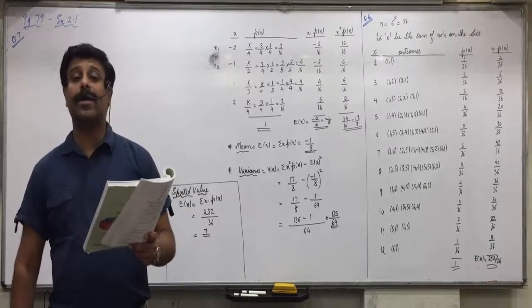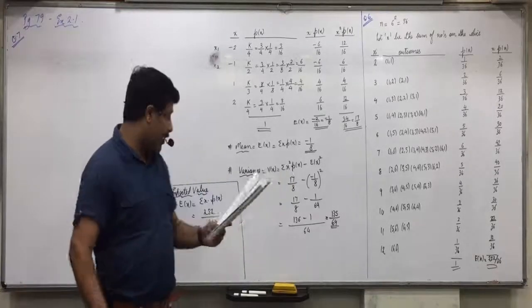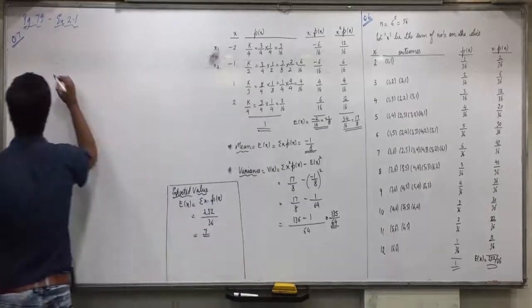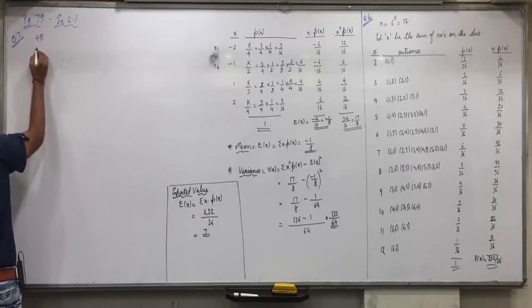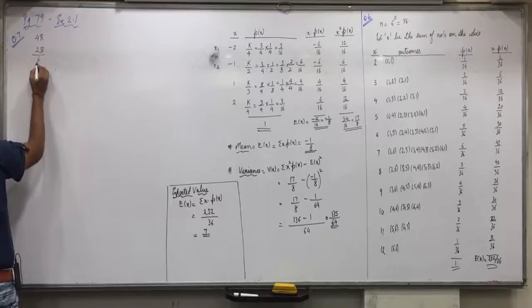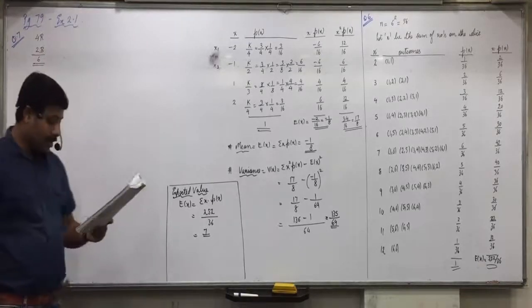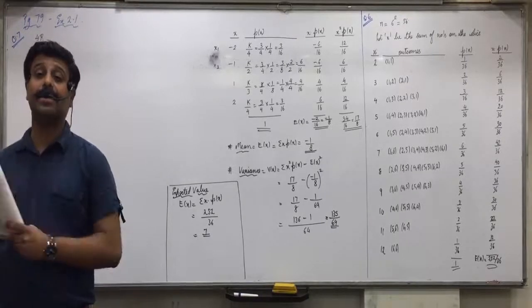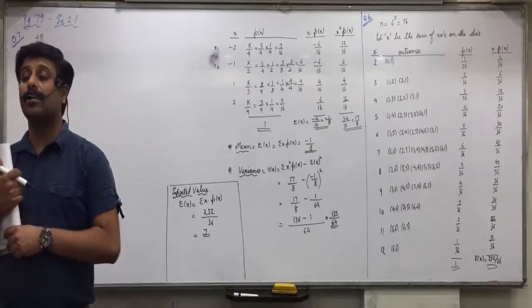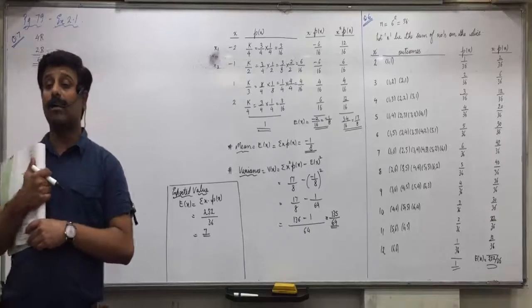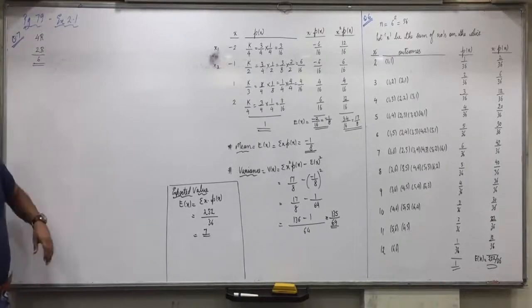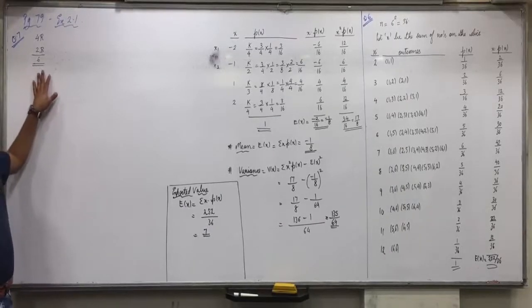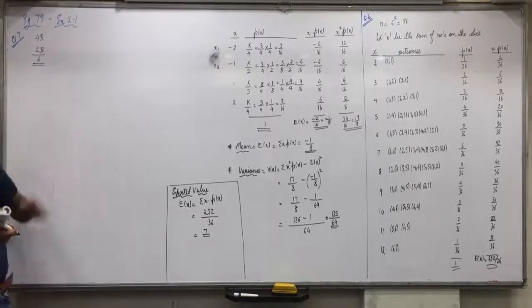A box contains 4 red and 2 blue balls. 4 red, 2 blue, total 6 balls. And then 3 balls are simultaneously drawn, means selected at random. So what will be the value of n? 3 balls are selected. N we studied in probability chapter: 6C3.